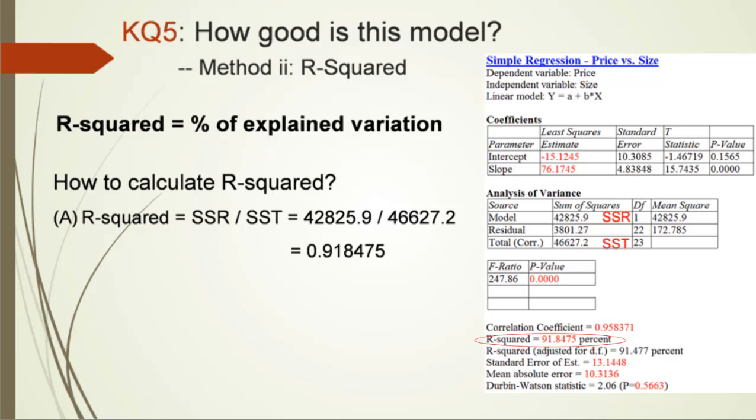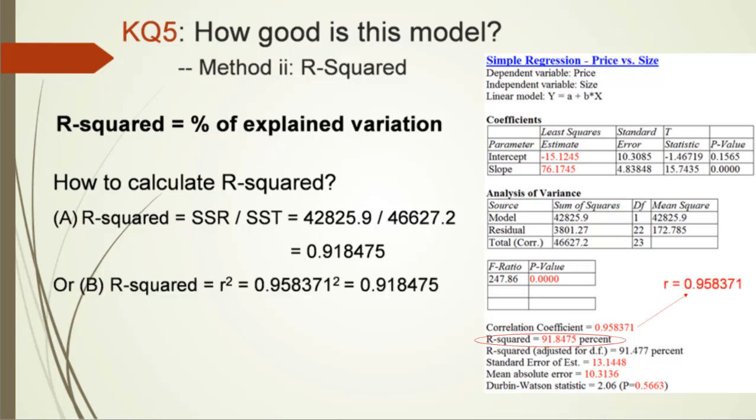Using the SSR and SST given in the table on the right, we can verify their ratio is indeed R-squared. The second method to calculate R-squared actually originates from the name of this coefficient. It's the square of R, where R is the sample correlation. Sample correlation coefficient is given to be 0.958371 in the table on the right, so R-squared is just the square of correlation coefficient. These two methods work equally well for simple linear regression, but the second method fails for multiple linear regression.